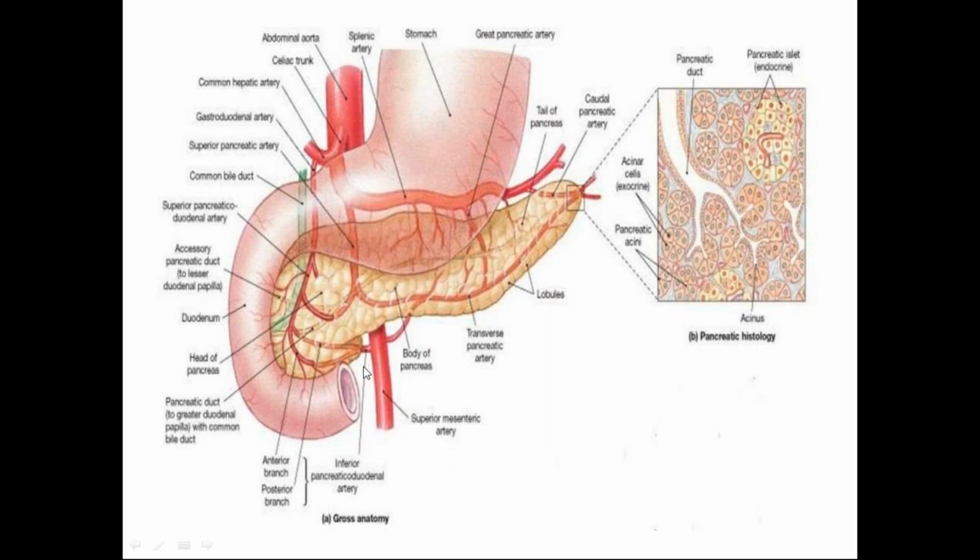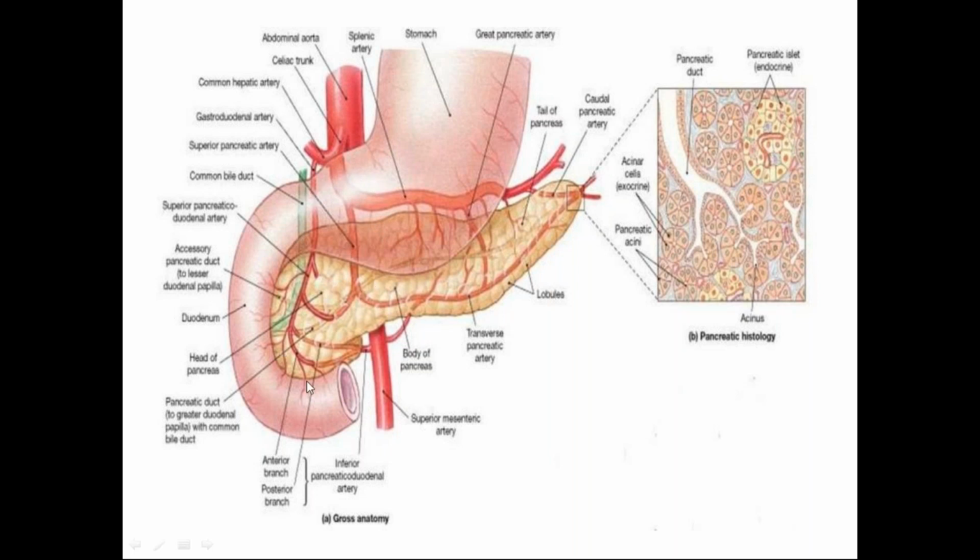Along with this inferior pancreaticoduodenal artery, which is the first branch of the superior mesenteric artery. Superior mesenteric artery gives rise to inferior pancreaticoduodenal artery, which has corresponding anterior and posterior branches. These anterior and posterior branches of the inferior pancreaticoduodenal artery form a network with the anterior and posterior branches of the superior pancreaticoduodenal artery, which arise from the gastroduodenal artery.